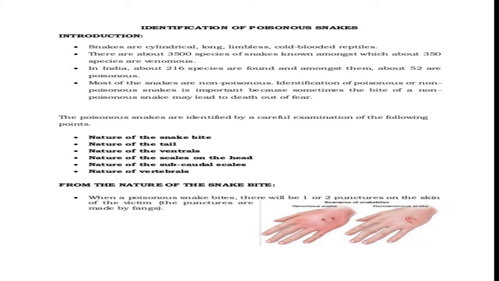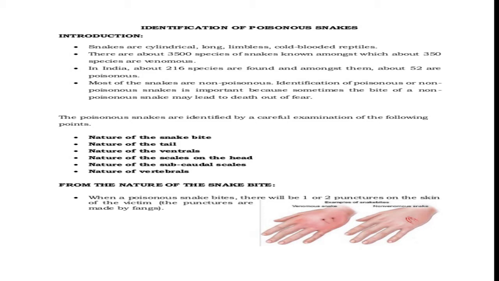We have several bases on which we can confirm whether a snake is poisonous or non-poisonous. In this slide you can see six features mentioned, and on that basis we are going to categorize them. The first is the nature of the snake bite, the second is the nature of the tail, the third is the nature of ventrals, the fourth is the nature of the scales on the head, the fifth is the subcaudal scales, and the sixth is the nature of vertebrals.